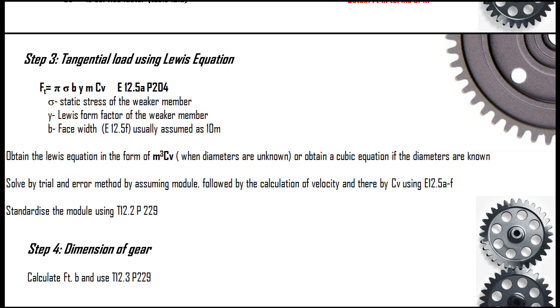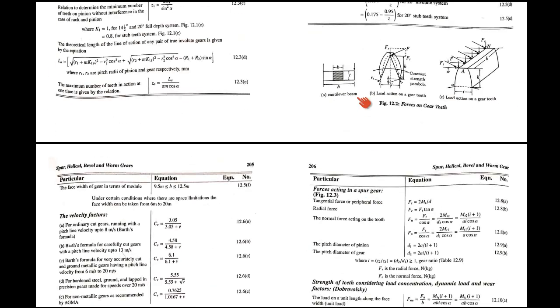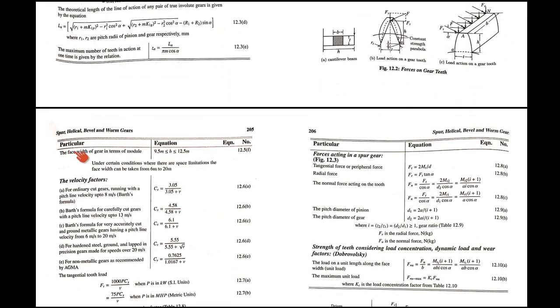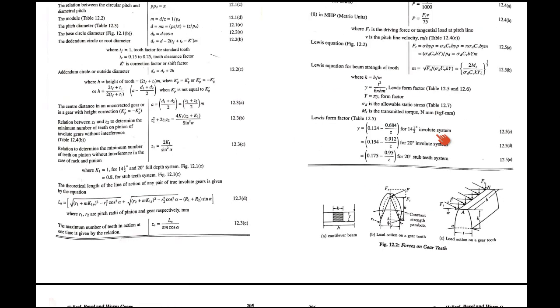Now let us go to the data handbook and see what specific set of equations are given there. See, this is the Lewis equation 12.5a, pi sigma d Cv by m. To get the value of b, it is given over here: face width 9.5m less than or equal to b less than or equal to 12.5m. So for easier substitution and calculation, I have assumed it as 10m. Usually for helical gear, bevel gear and worm gear, we select the value of b as 10m. So b is substituted in terms of m.